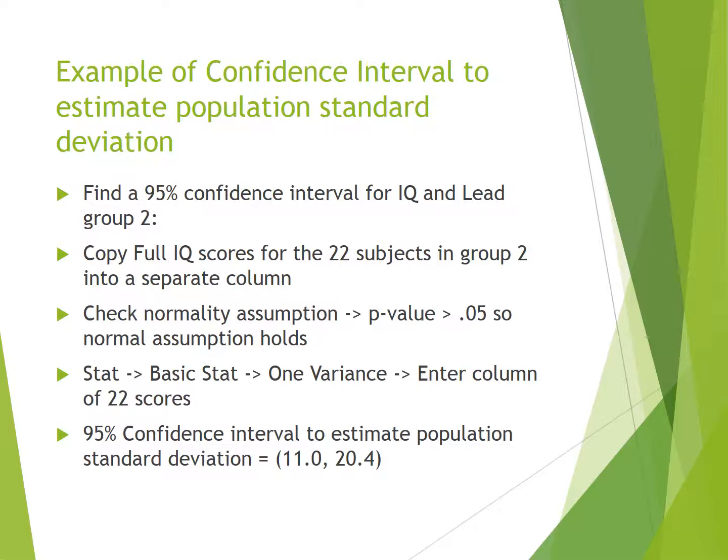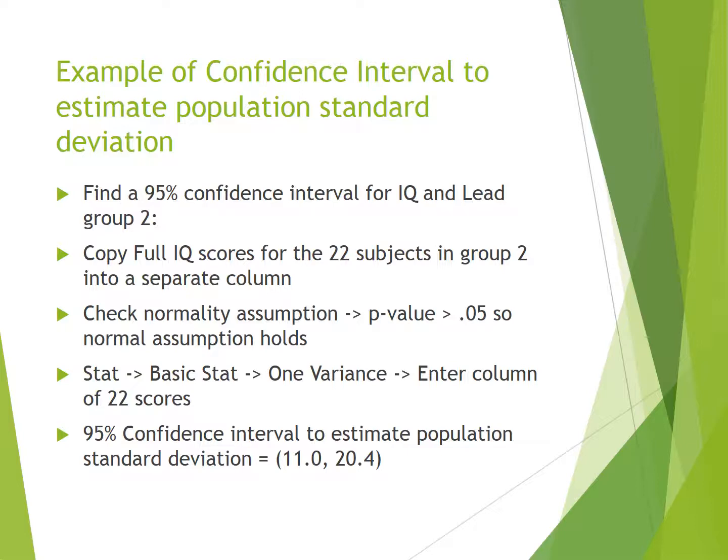For the confidence interval, we're going to do it very similar to what we did with the one sample Z and the one sample T. So let's look at an example. Find a 95% confidence interval for IQ in lead group 2. That's one of the data sets from www.triolastat.com. I also have it on the portal for you. You need to copy the middle group, group 2. There are 22 subjects in group 2. You need to copy just the full IQ scores, which is the last column, for just the middle ones in group 2, not group 1 or group 3. There are 22 of them. Then take those numbers and copy them over into another column.